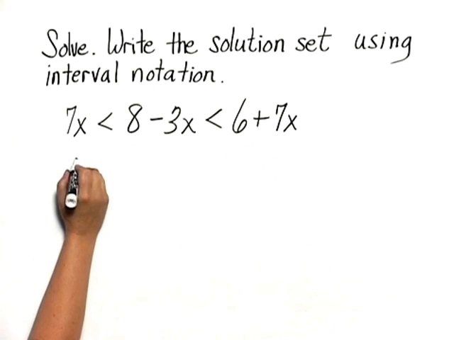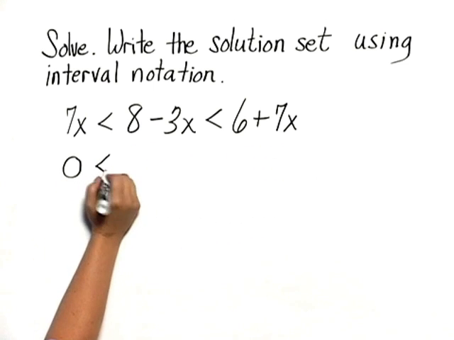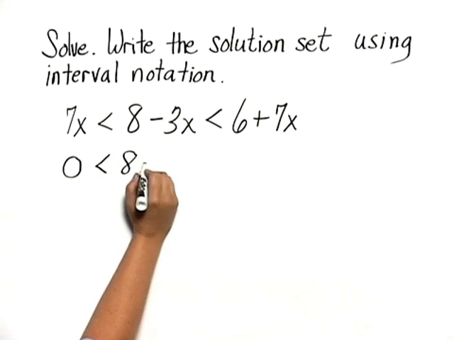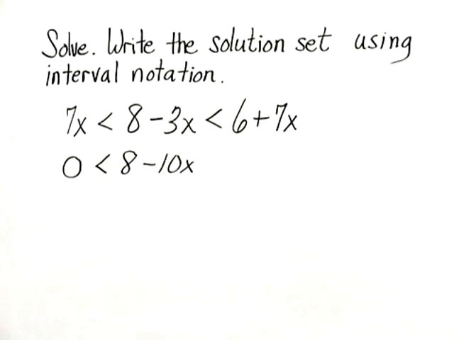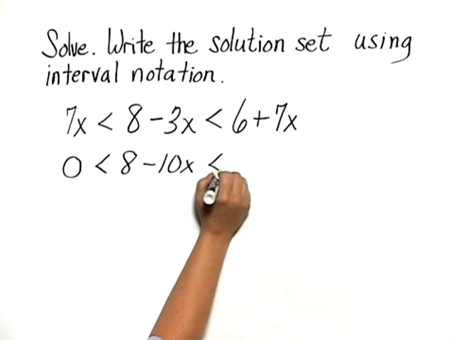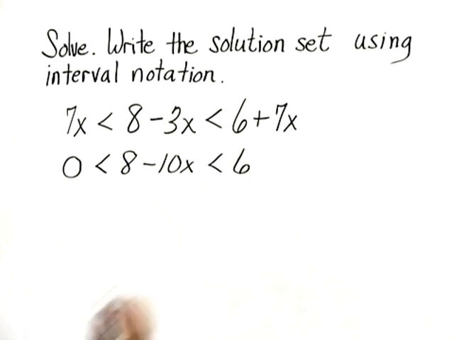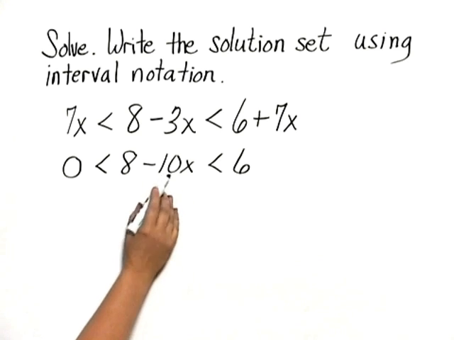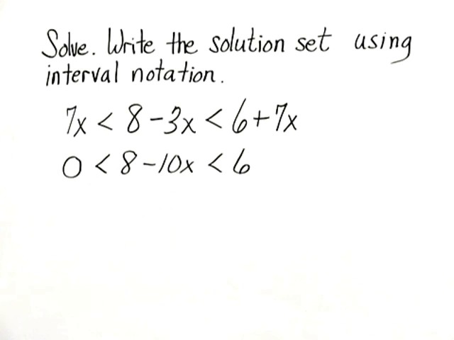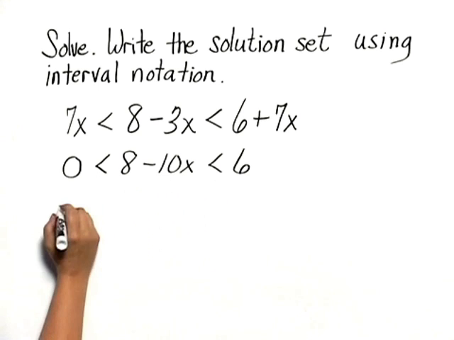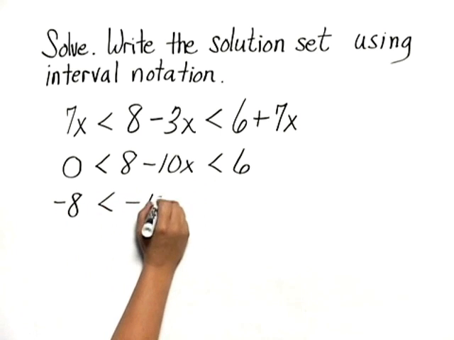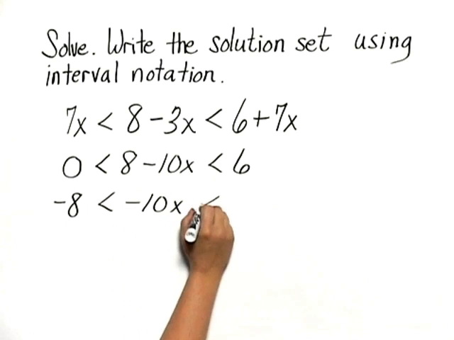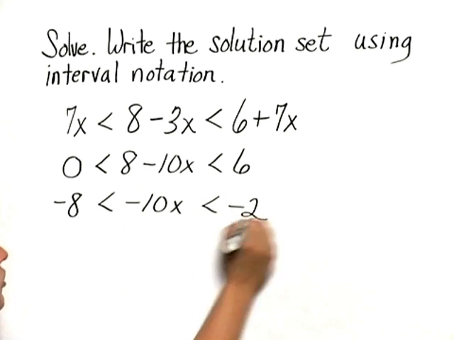Let's do that. That would be 0 is less than 8 minus 10x, having subtracted 7x from negative 3x, and that's less than 6, subtracting 7x here. Now I'd like to have the x term in the middle, so I'm going to subtract 8 from all 3 sections. That gives me negative 8 is less than negative 10x, and that is less than negative 2.